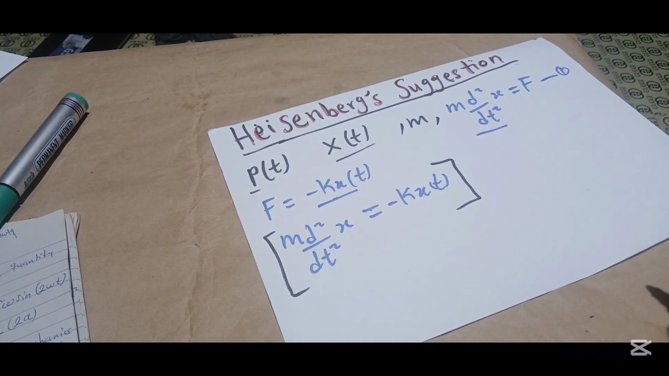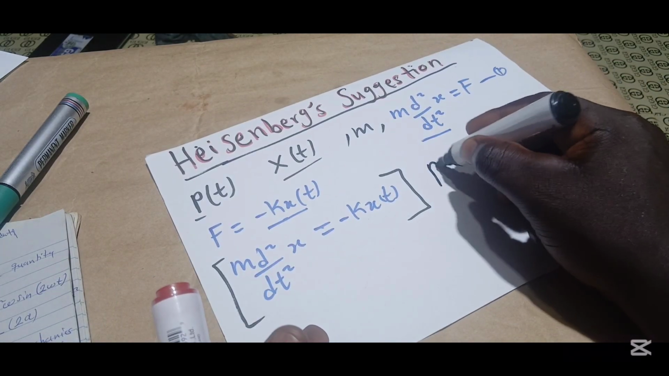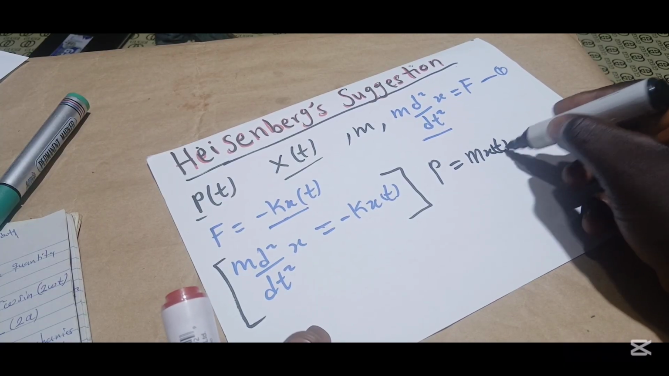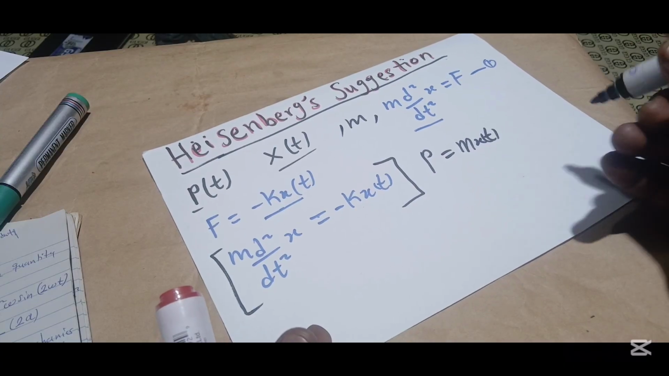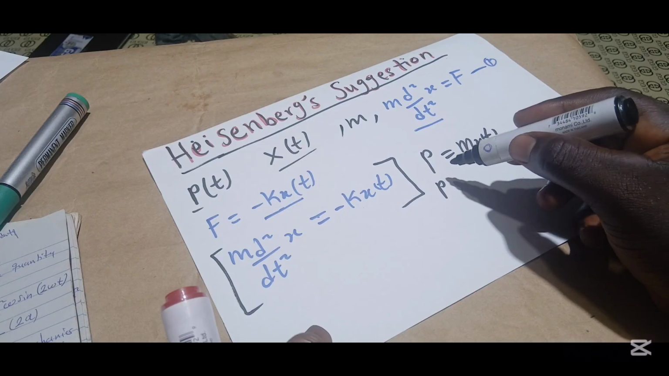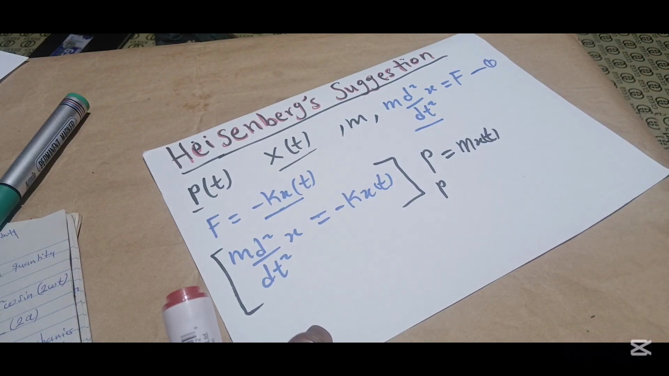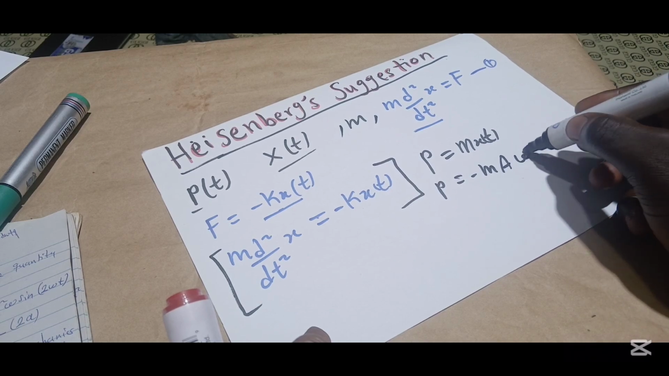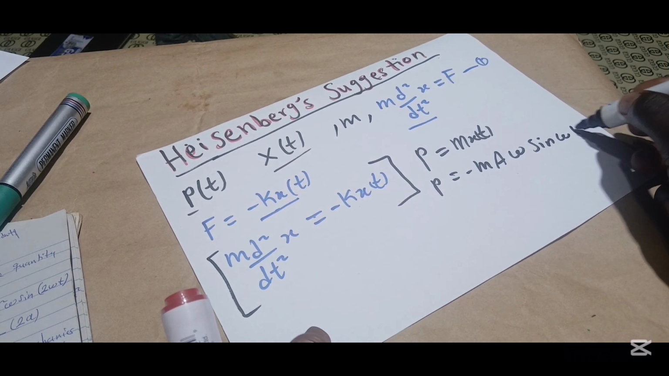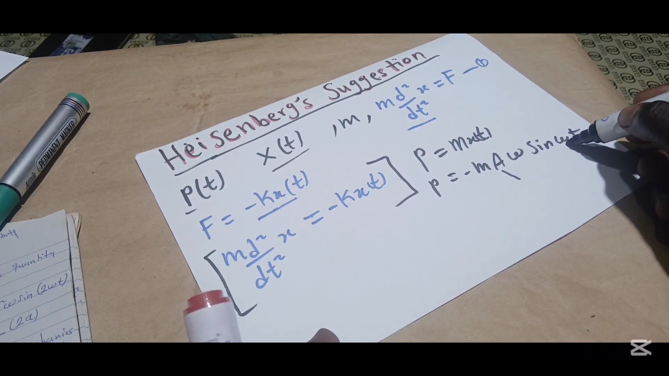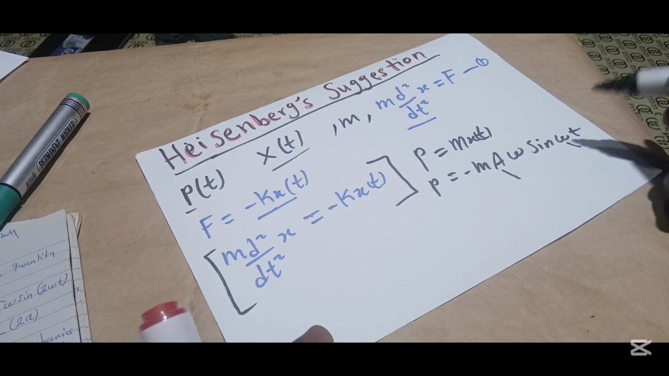the solution of this relation gives the linear momentum of the particle, say p, to be m dx/dt, which can also be represented as minus m a omega sine omega t, where a is the amplitude of the wave and omega is the angular frequency.